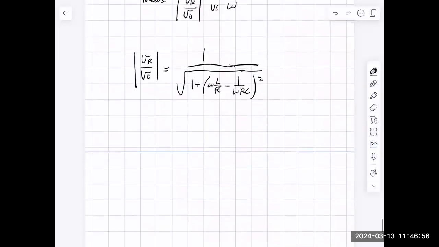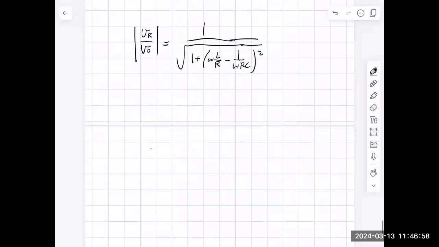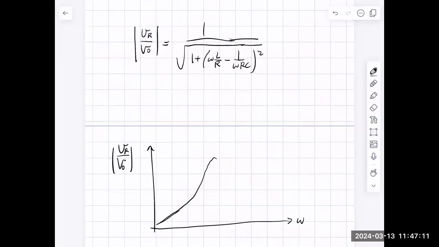So in fact, if you were to plot this, you'd have omega and you'd have VR over V naught, just the amplitude ratio, and it looks something like this. Here's our resonance frequency, and this peaks at a value of 1.